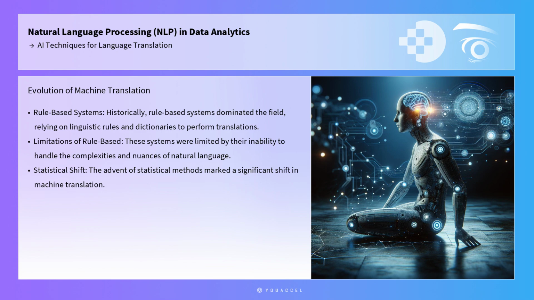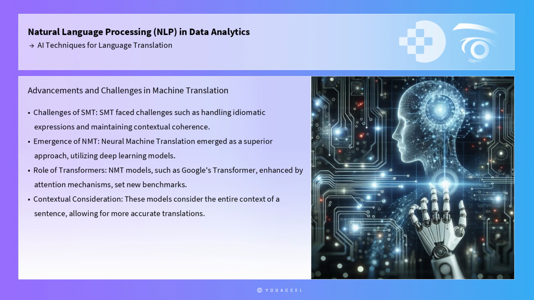The advent of statistical methods marked a significant shift, with systems like Google Translate leveraging vast corpora of bilingual text to generate translations based on probabilistic models. Statistical machine translation improved translation quality by considering multiple possible translations and selecting the most likely sequence of words. Despite these advancements, SMT faced challenges such as handling idiomatic expressions and maintaining contextual coherence.